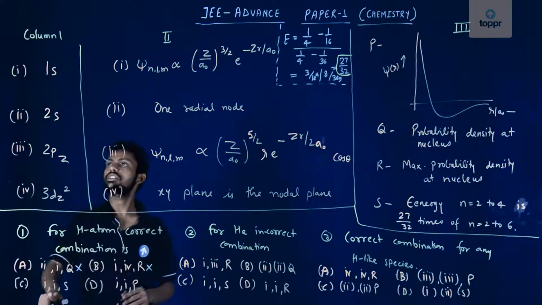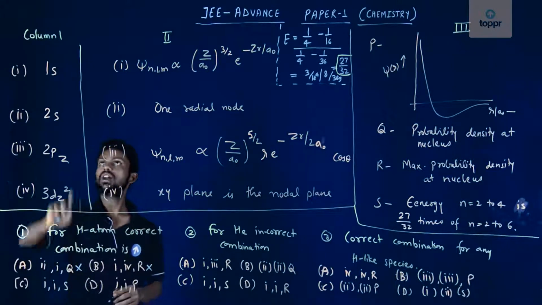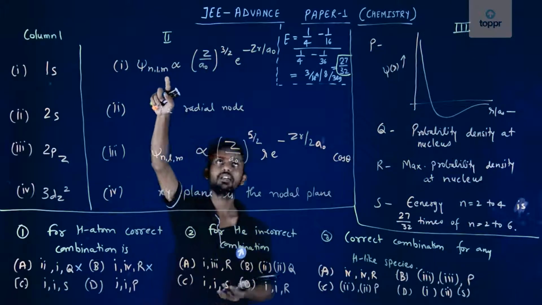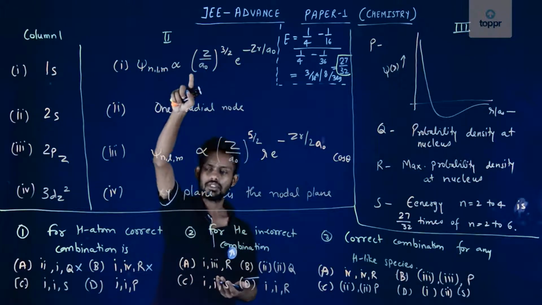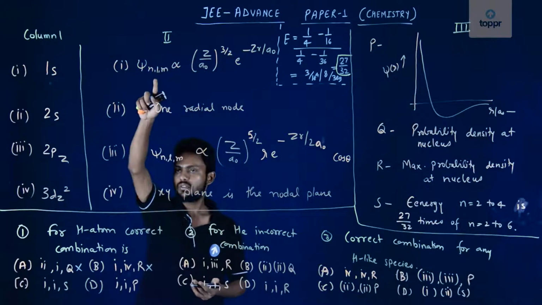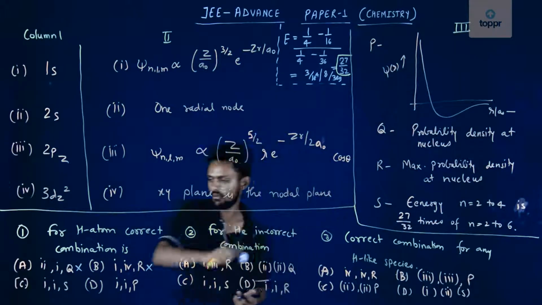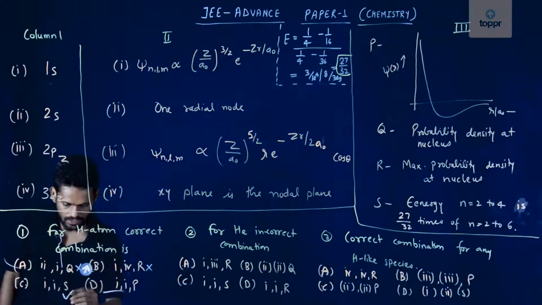If we go to option C, it says 1, that is the 1s orbital, then 1, this is the wave function of the 1s orbital. If you know this is the wave function of the 1s orbital, then it is correct, match 1 is correct. For S, it is already correct, we have already calculated. So option C is correct.